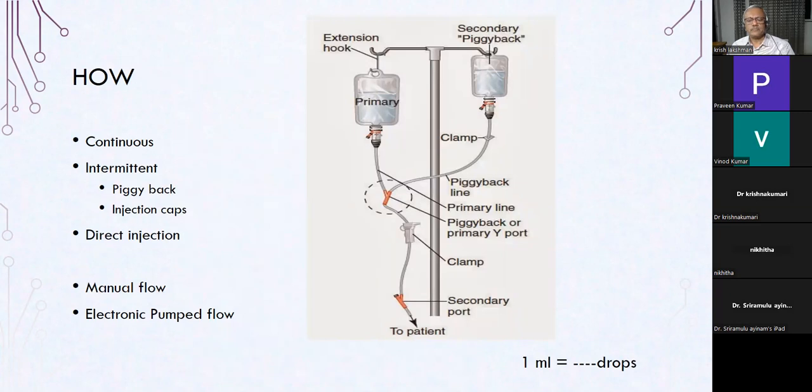Okay. And how do we give that? We continuously infuse the patient with IV fluids, or they could be intermittent. In intermittent, it can either be piggyback or direct injection caps, or a direct injection, which is a bolus, is also a way of giving intravenous fluids. The equipment can either be manual, which we see in the wards daily, or electronic pump flow, which we see in ICUs, where they use infusion pumps.